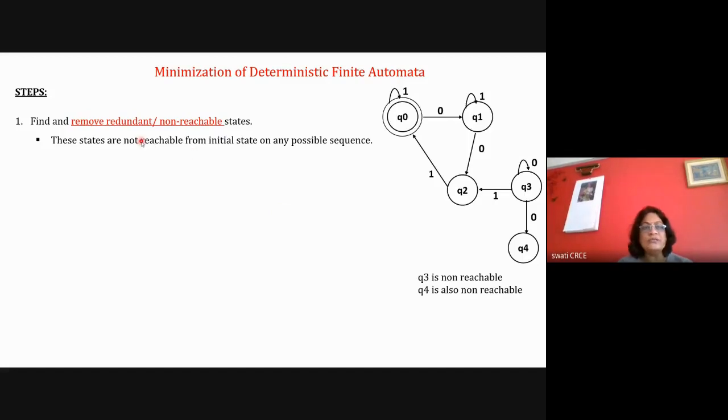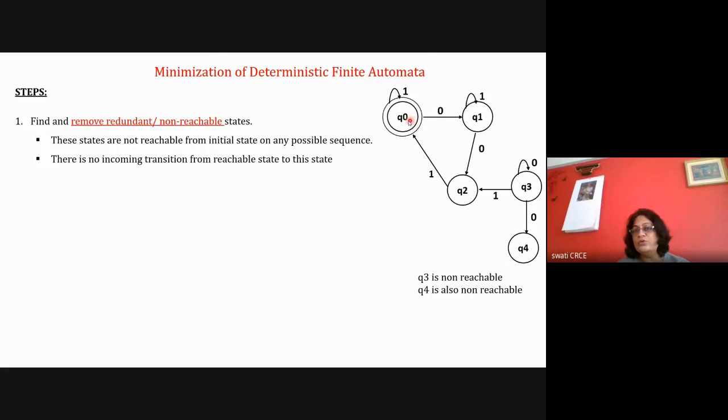So what is a non-reachable state? A non-reachable state is a state that is not reachable from the initial state on any possible sequence of input. So the first point you have to remember is that these states are non-reachable from the initial state on any possible sequence. The second thing is that there is no incoming transition from a reachable state to this state.